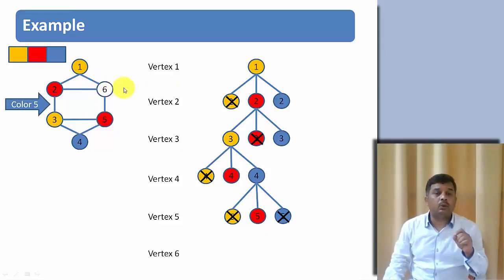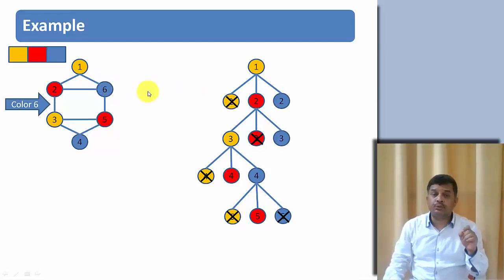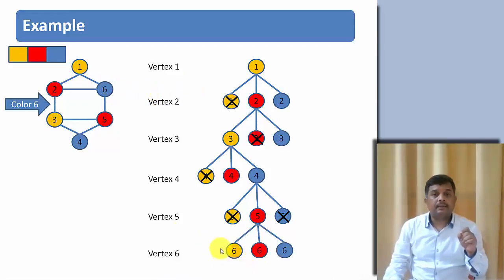Now what about node 6? Node 6, can I choose blue? Yes. Let us see. I again have the three options, yellow, red and blue. And node 6, can I mark it as yellow? No, because 1 and 6 are adjacent. I cannot mark node 6 as yellow.